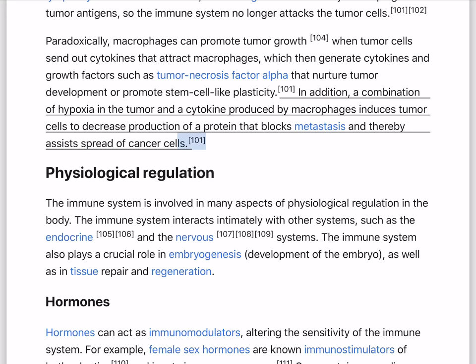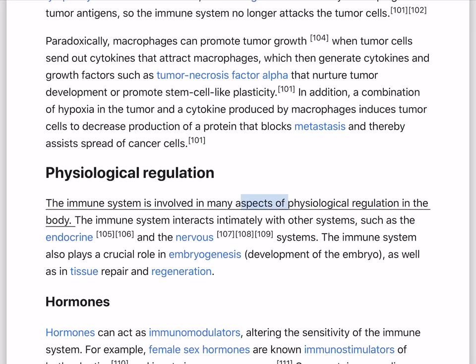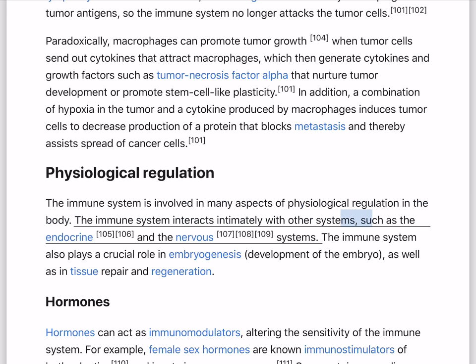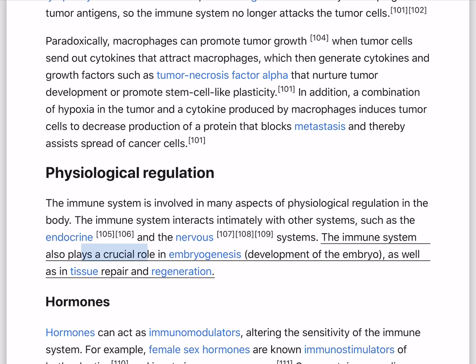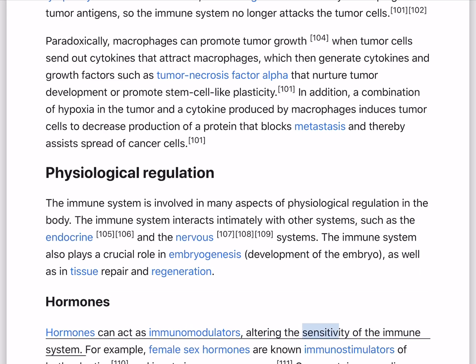Physiological regulation. The immune system is involved in many aspects of physiological regulation in the body. The immune system interacts intimately with other systems, such as the endocrine and the nervous systems. The immune system also plays a crucial role in embryogenesis, development of the embryo, as well as in tissue repair and regeneration. Hormones. Hormones can act as immunomodulators, altering the sensitivity of the immune system.